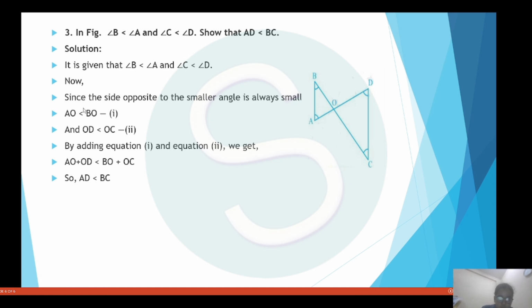When we add these two, AO plus OD, which is AD, and BO plus OC, that is BC, hence AD is less than BC. So student, this is all about this lecture.